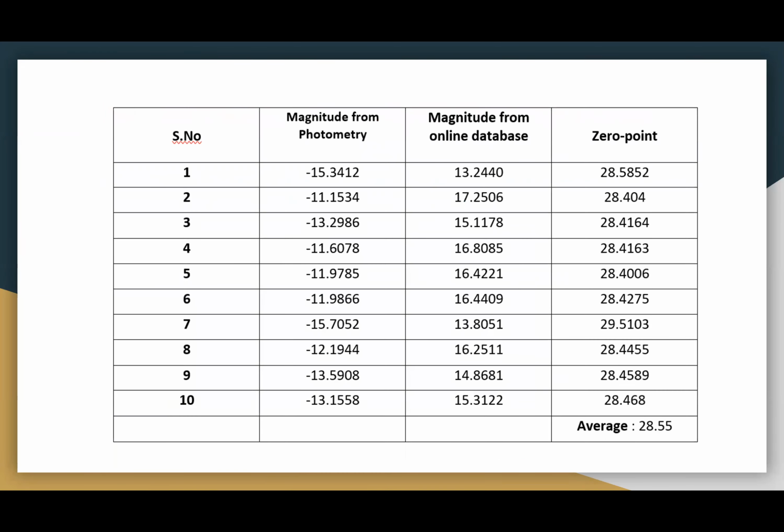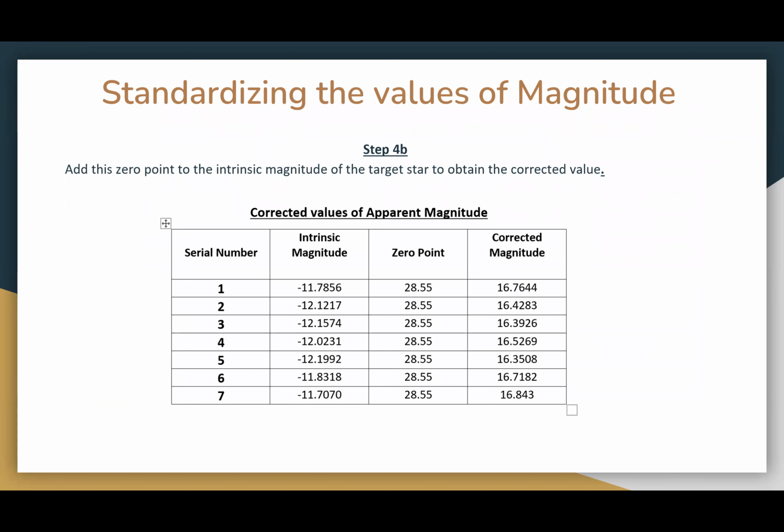We tabulated the zero point values in column 4 of this table and took the average of it. Finally, we added this zero point to the intrinsic magnitudes to get the standardized magnitudes of our star. And it is again tabulated in column 4.